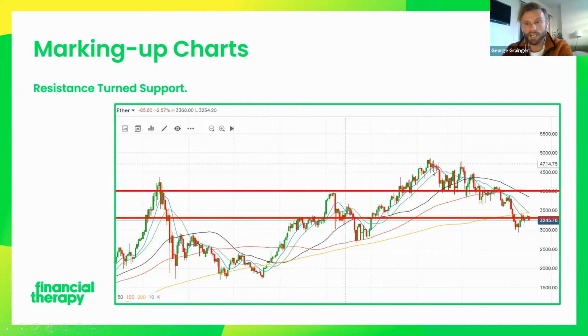So if you look at that again, it's like a VCP as well. The volatility is just contracting and contracting and contracting. What does VCP mean?